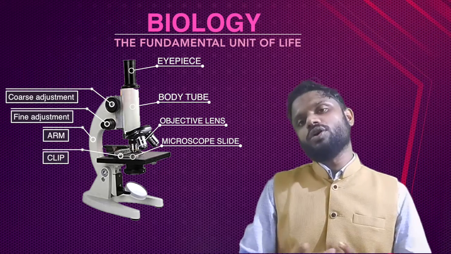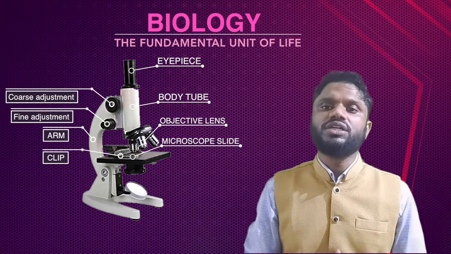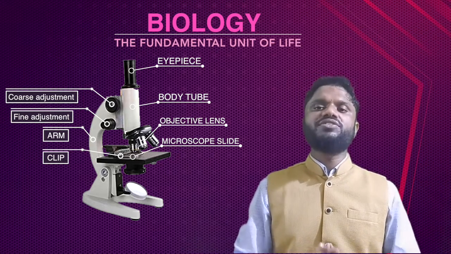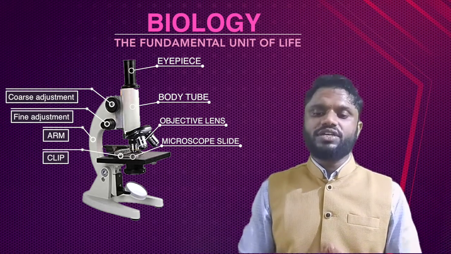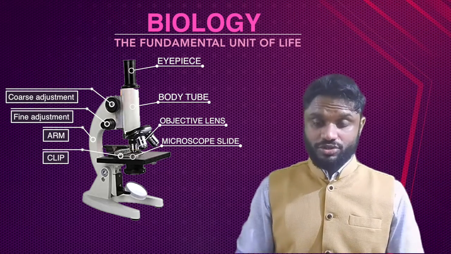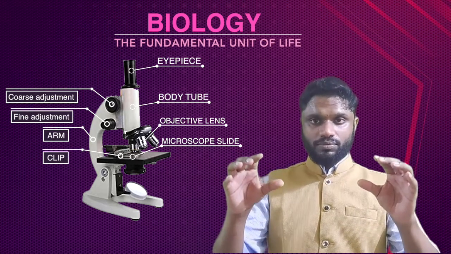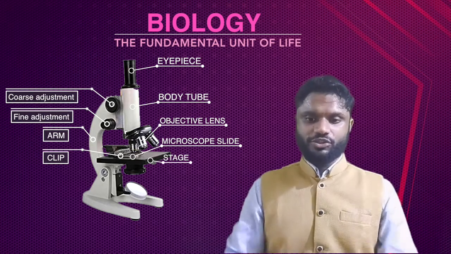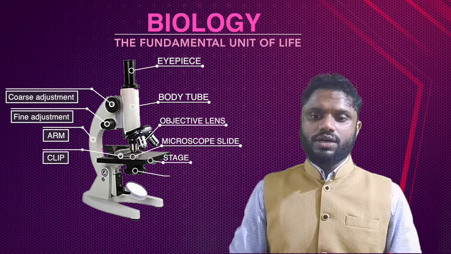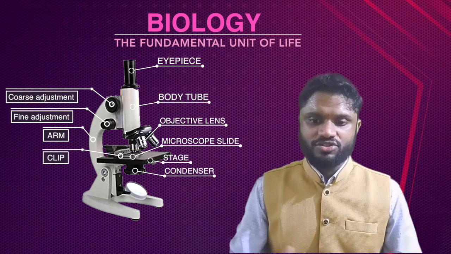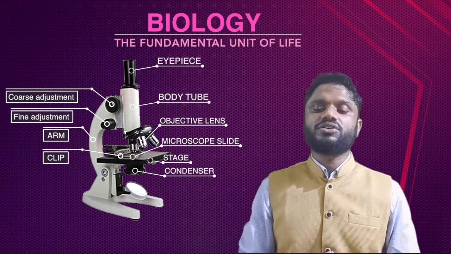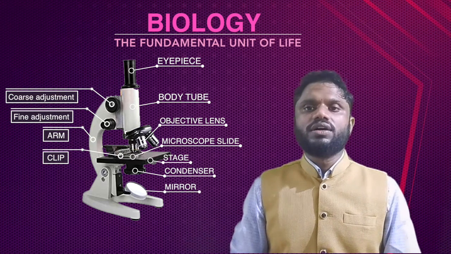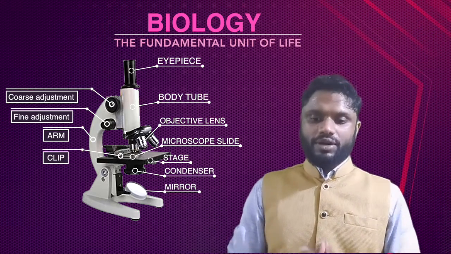So the cells or whatever we want to see are placed on this microscope slide, and the thing on which this slide is placed is known as the stage. Below the stage is the condenser, and below the condenser there is a mirror through which we get light to see those magnified objects clearly.